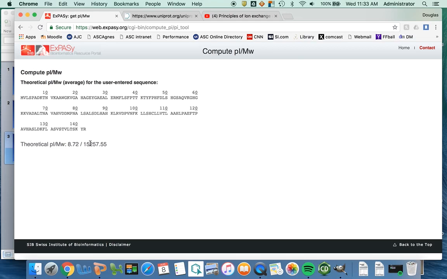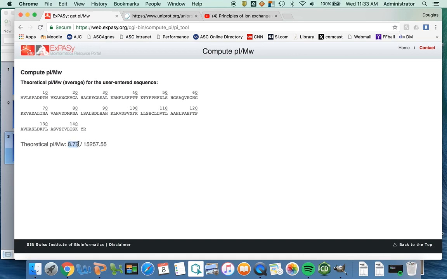We often describe molecular weight of proteins in kilodaltons. A kilodalton is just 1,000 grams per mole. A dalton is a gram per mole. So this is around a 15 kilodalton protein. Again, not that big, right? We'll see some monster molecules in metabolism that have millions of grams per mole molecular weight. Okay, but back to pI.